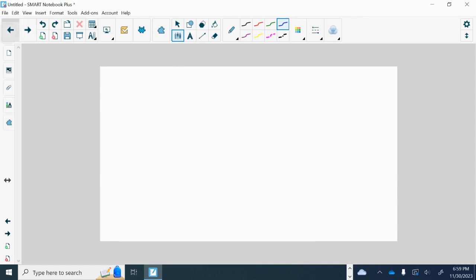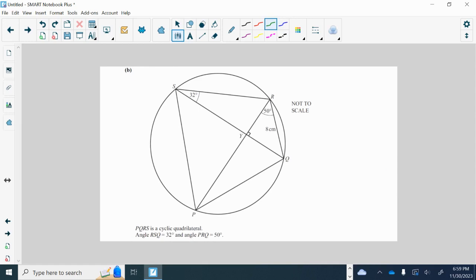Find angle PSQ. So let's start there then, shall we? PS. Where's Q? There it is. PSQ. So we're looking to try and find that angle.